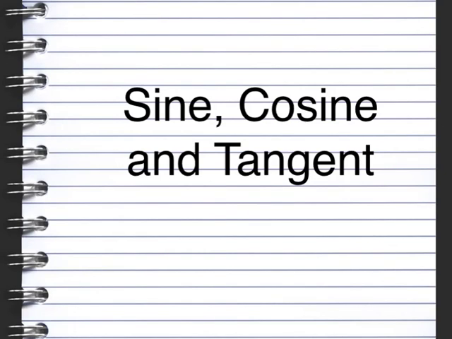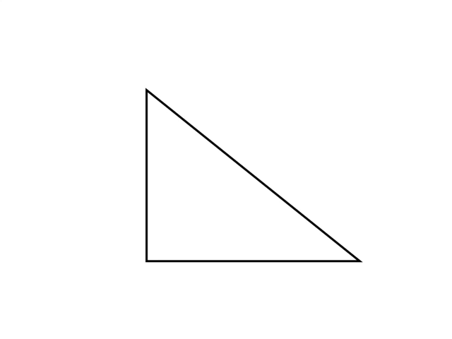This is a short lesson about sine, cosine, and tangent. So here we are looking at a triangle. It's a right triangle, and what that means is it has a side which is 90 degrees, and we can designate that with this little squared off symbol.